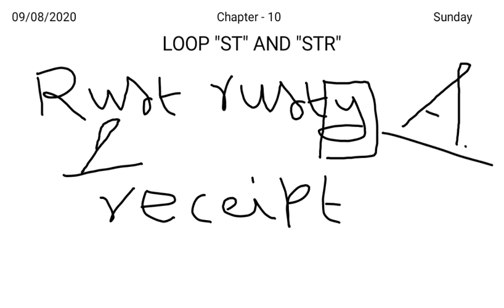In case of receipt also, between S and T there is E vowel. Here also you cannot employ ST loop. You have to write Re, circle, T so that you can mark the vowel.